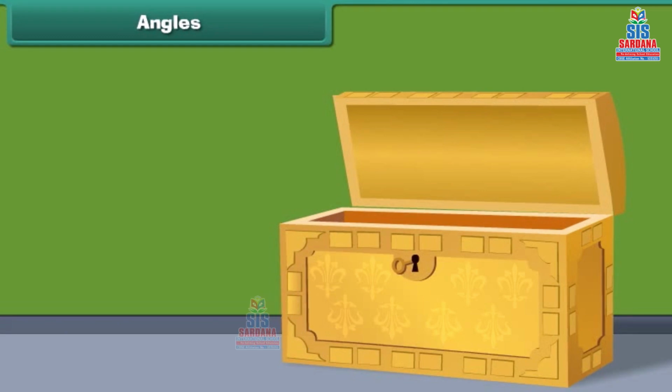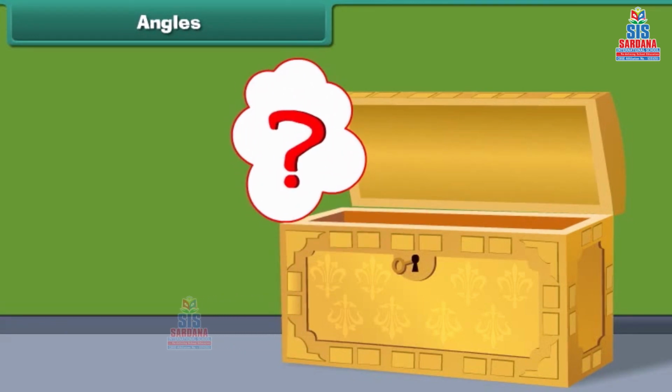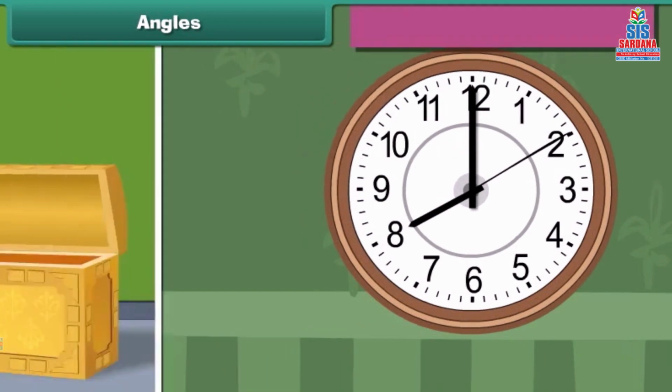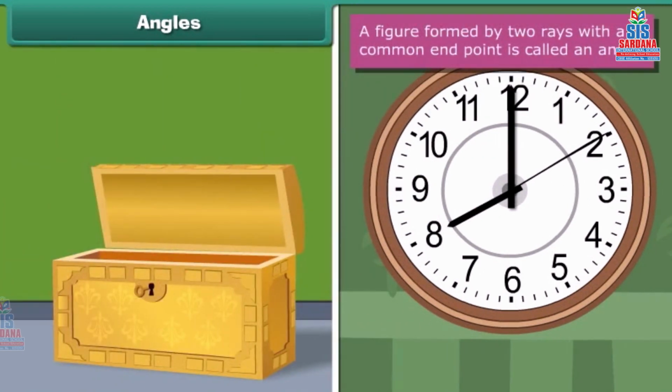Look at this box. What figure does it make? It forms an angle. Similarly, the minute hand and the hour hand in the clock form angles. A figure formed by two rays with a common end point is called an angle. An angle is represented by the given symbol.